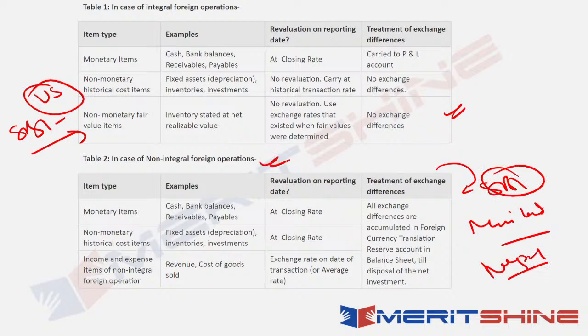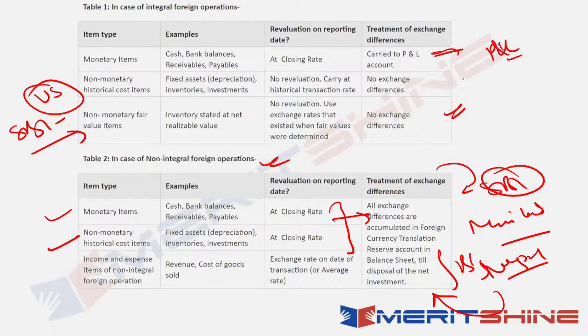That will come as a non-integral operation, and when I have to consolidate into my balance sheet, then these monetary and non-monetary items, all I will do at the closing rate only. Any exchange differences that have come will pass on to the balance sheet. Here they would have flown into my P&L. इसमें तो कोई दिक्कत ही नहीं होती. Yes, this is the best that can come as an example here.